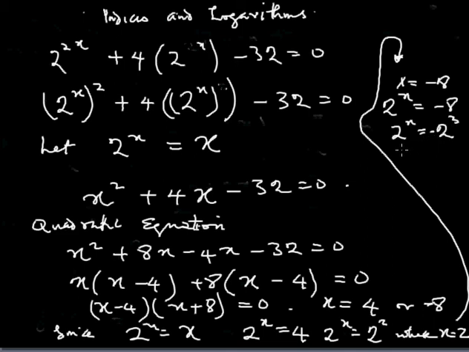That means x does not have a solution with this root. So the solution is this: x is 2. That is the only solution this equation has.